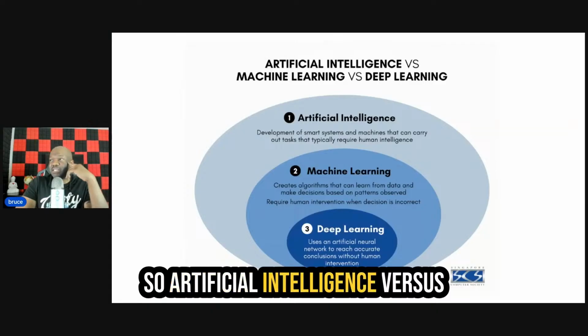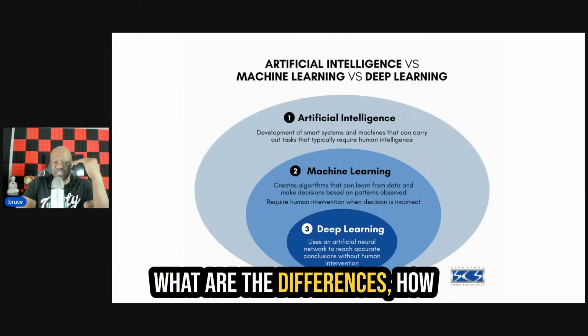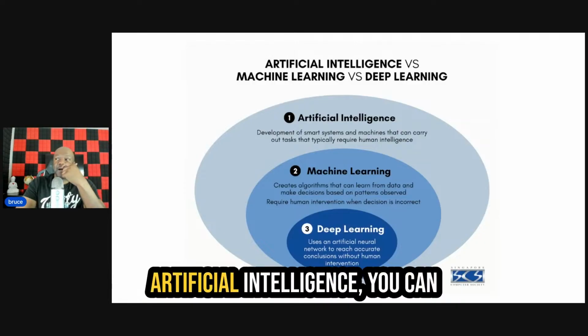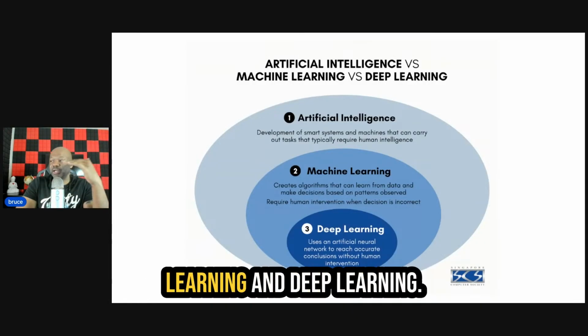So artificial intelligence versus machine learning versus deep learning. What are the differences? How do these things relate to one another? Artificial intelligence, you can see, encompasses machine learning and deep learning.